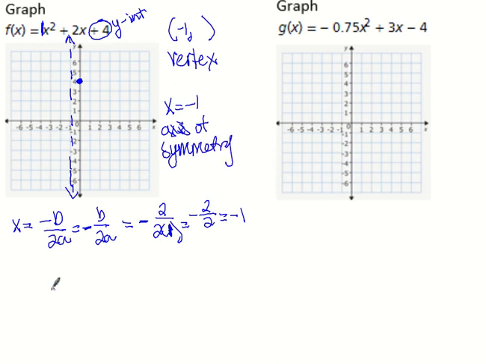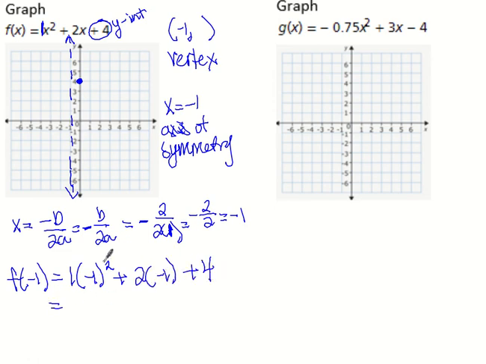Okay, so we're going to go function at -1 equals 1 times -1 squared plus 2 times -1 plus 4. -1 squared is 1 times 1 is just 1, plus 2 times -1 is -2 plus 4. So we get -1 plus 4 is 3. So, oops, function at -1 is 3. So my vertex is at -1, 3. So -1, 3 right here.